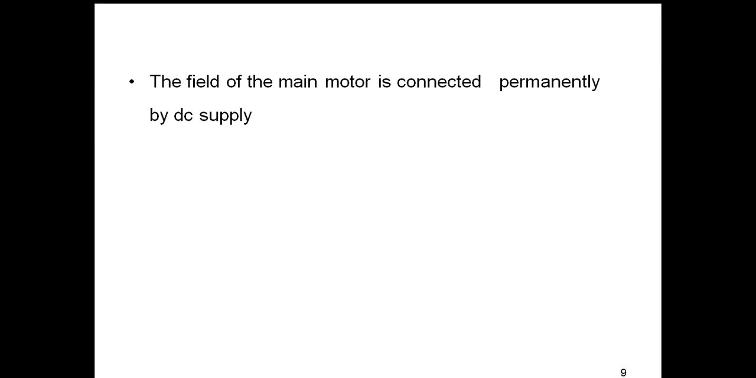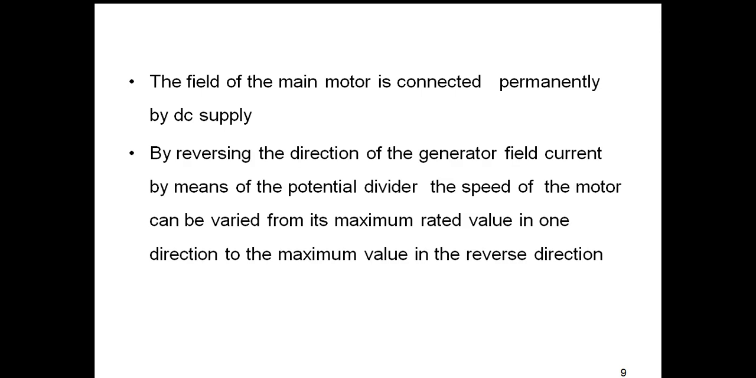The field of the main motor is connected permanently to a DC supply, and by reversing the direction of the generator field current by means of the potential divider, the speed of the motor can be varied from its maximum rated value in one direction to the maximum value in the reverse direction.